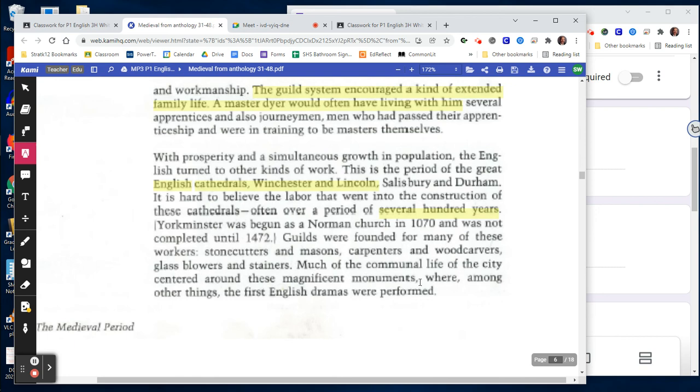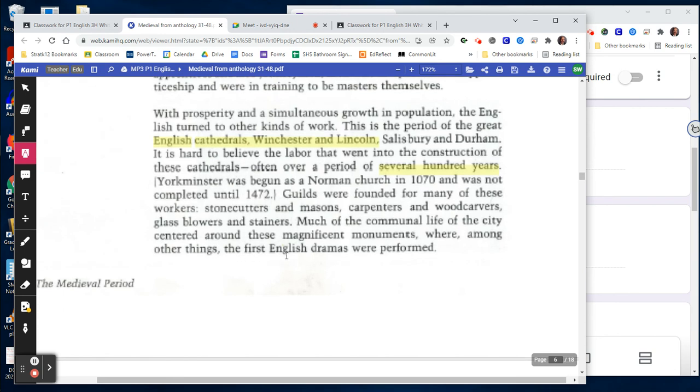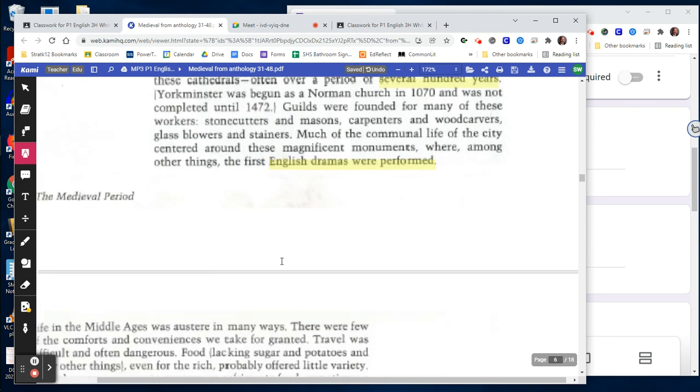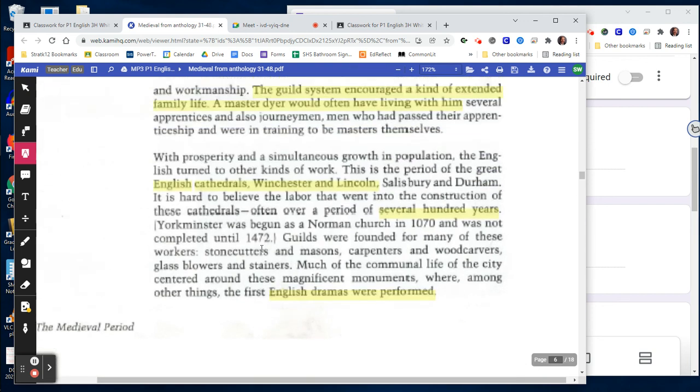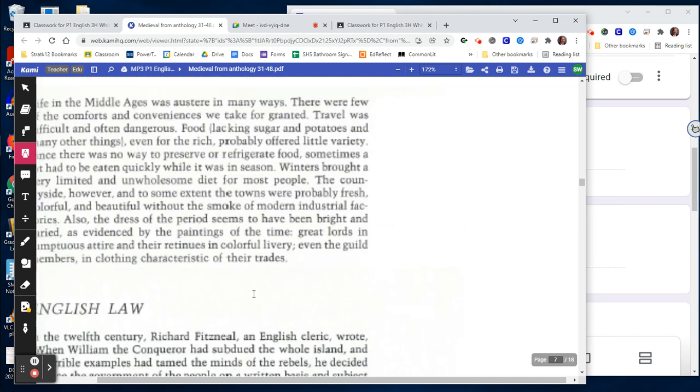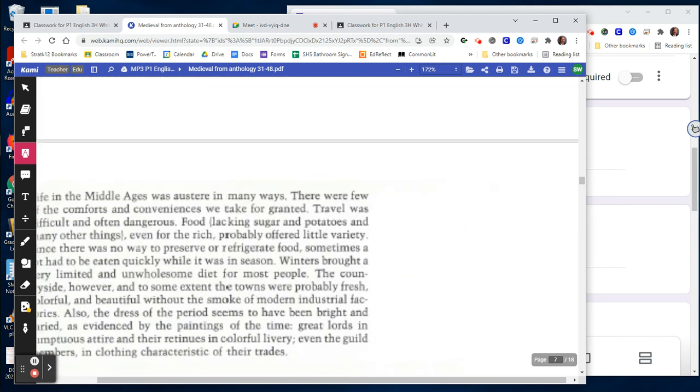Much of the communal life of the city centers around these magnificent monuments, where, among other things, the first English dramas were performed. So here we are talking about English teachery stuff, because plays, English dramas, were performed. Say it again. English dramas were performed in these cathedrals. I have 3 minutes left before the end of the period and enough to finish this paragraph.